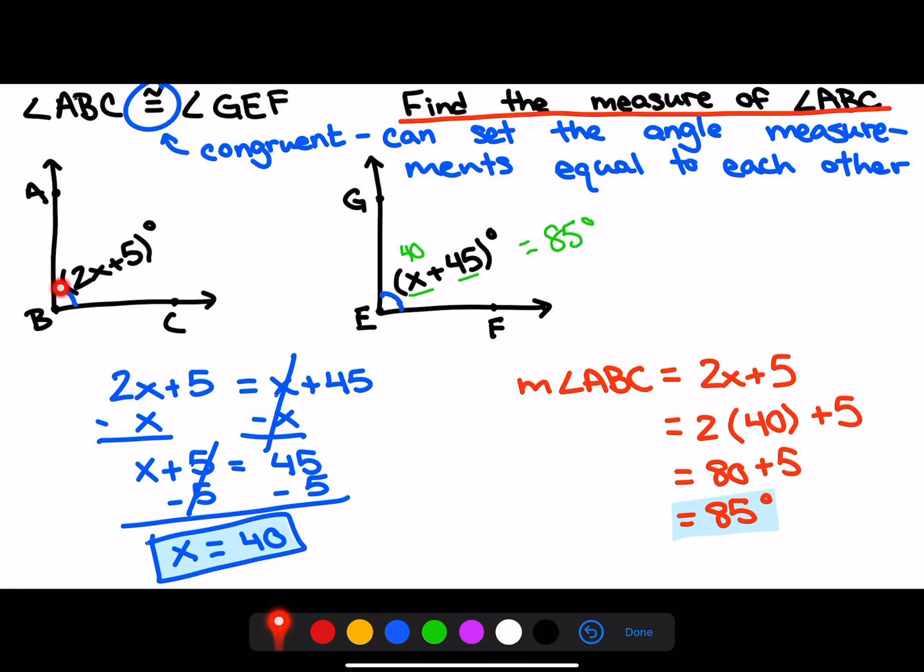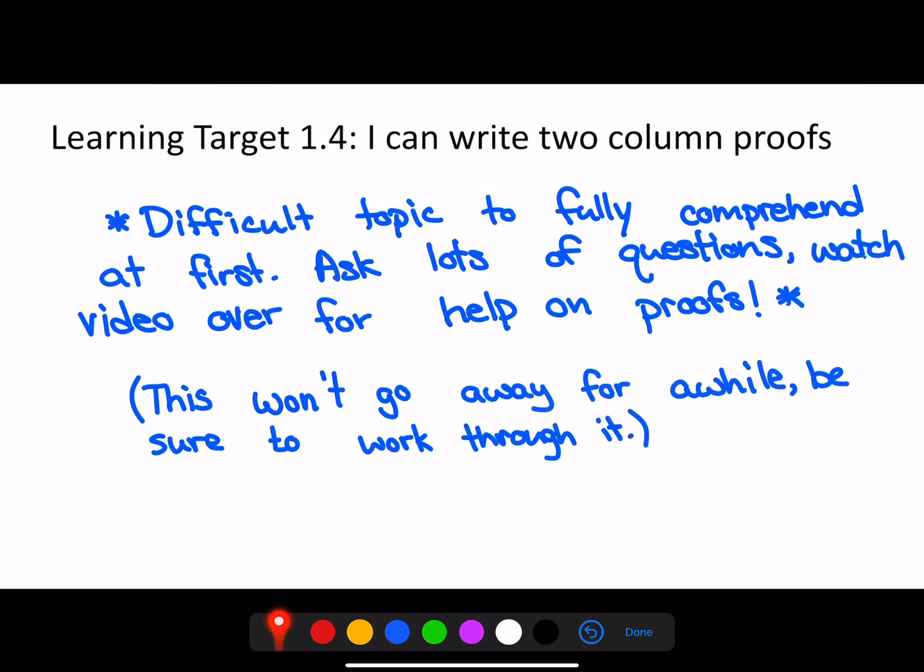All right, so today's topic will be a bit more difficult to understand than previous topics at first. So if you need to ask any questions, leave them in the comments or just send me a quick email. I'll be happy to help you guys out as much as I can with this. These proofs will show up throughout the entire year, so make sure that you keep that in mind as we go through them. That way you're not caught off guard by them.